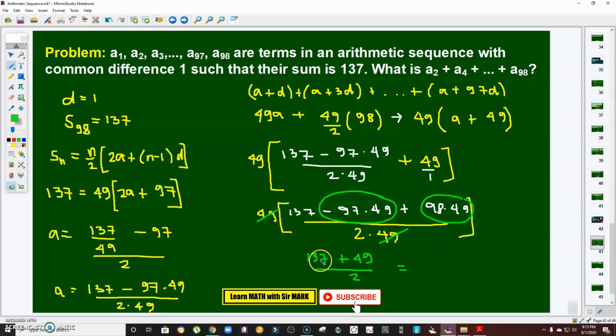Then that's it. Proceed to the addition. That is 137 plus 49, that is 186, over 2. So 186 over 2 is 93. There you go. Again, the sum of a sub 2 plus a sub 4 up to a sub 98 is just equal to 93.